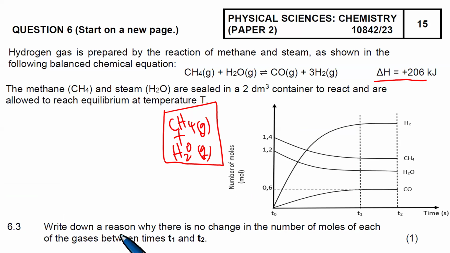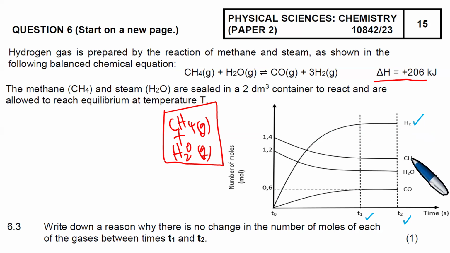Write down a reason. And what are we able to see here? We can see there is H2, hydrogen. The hydrogen graph begins from the origin and begins rising up, and then it begins to level off from time 1 to time 2. And that is what we're able to see with the H2 graph.